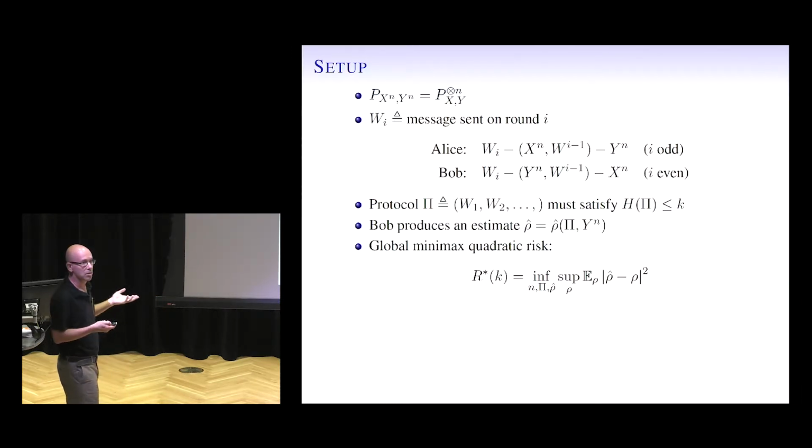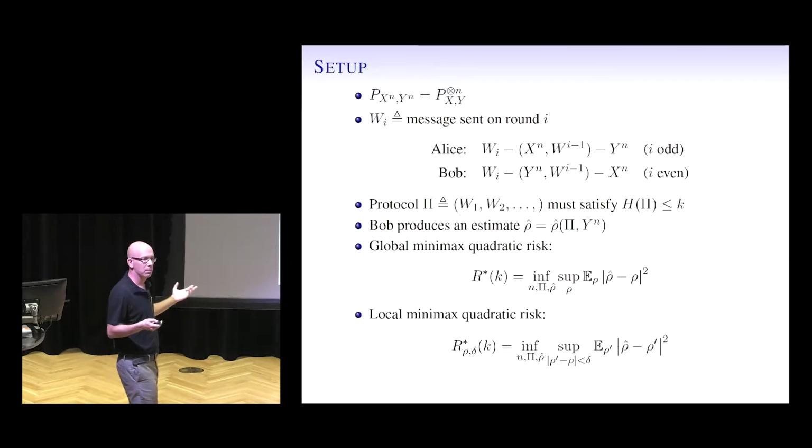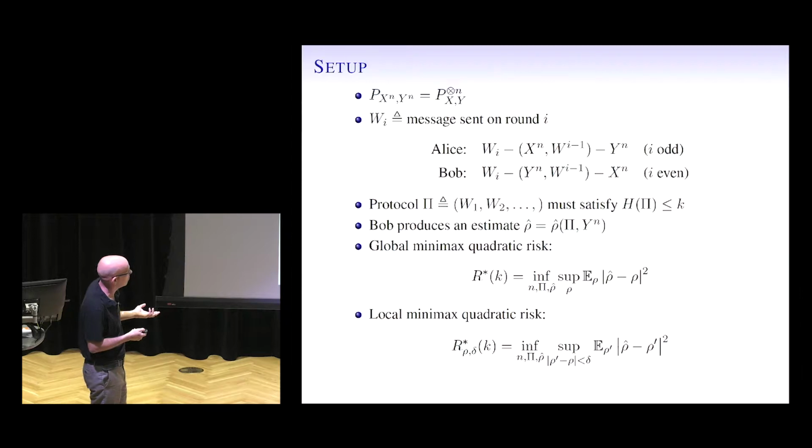So we're going to care about this. We're going to try to characterize this quantity. We're also going to characterize what we call the local minimax quadratic risk, which is a similar beast.